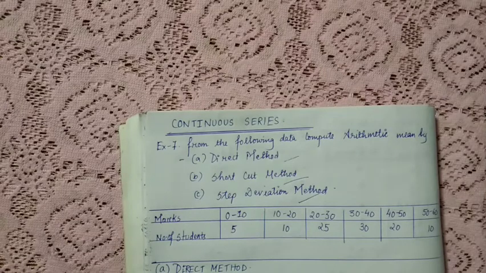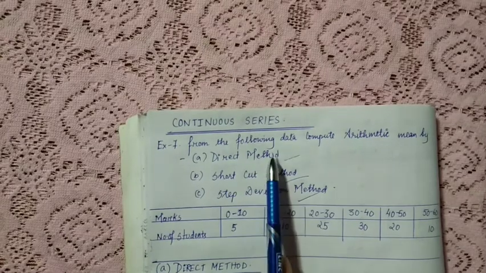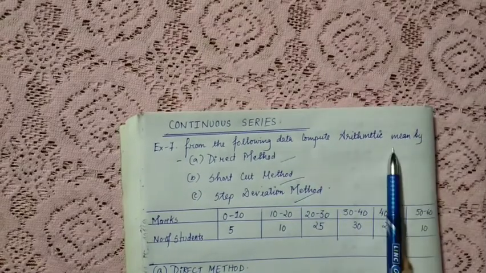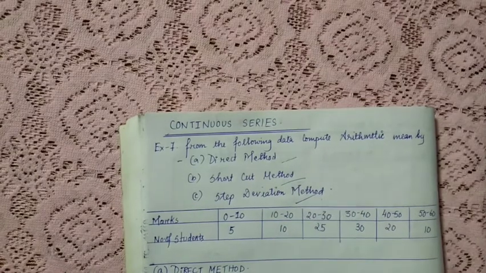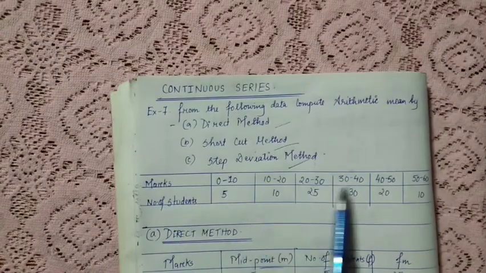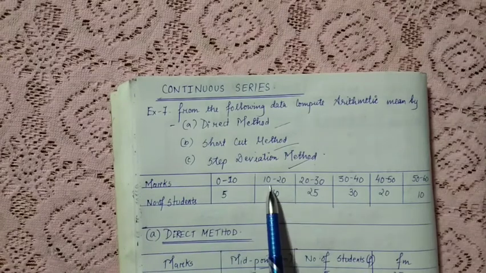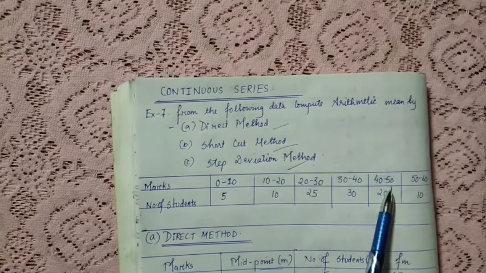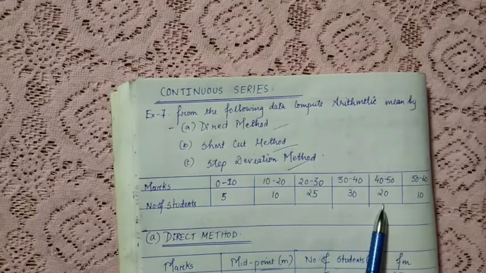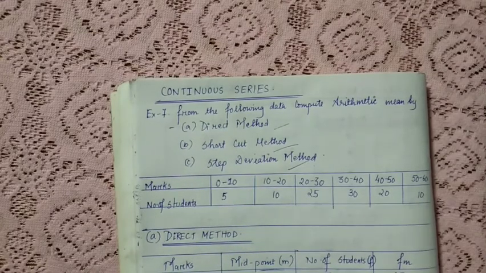So let's start. The question is, from the following data compute arithmetic mean by direct method, shortcut method and step deviation method. Marks range is given: 0 to 10 is 5, 10 to 20 is 10, 20 to 30 is 25 and so on. This is the marks range and this is the number of students. First we will solve it by direct method.